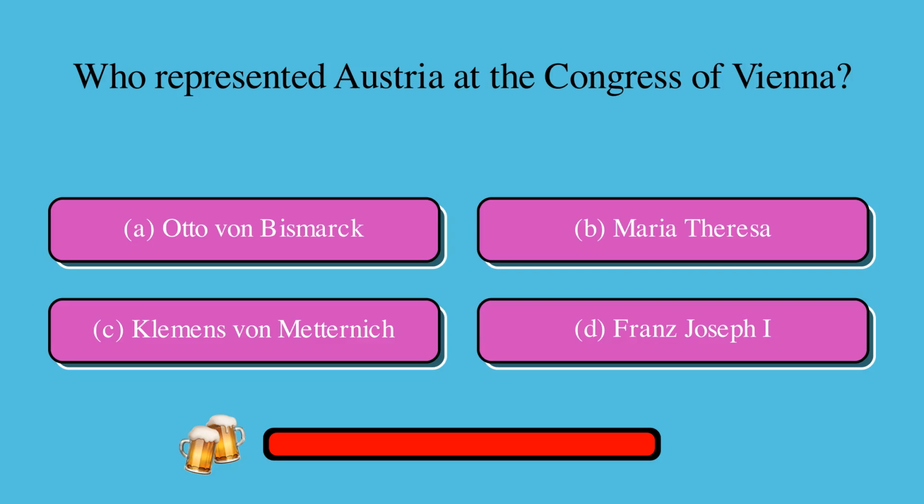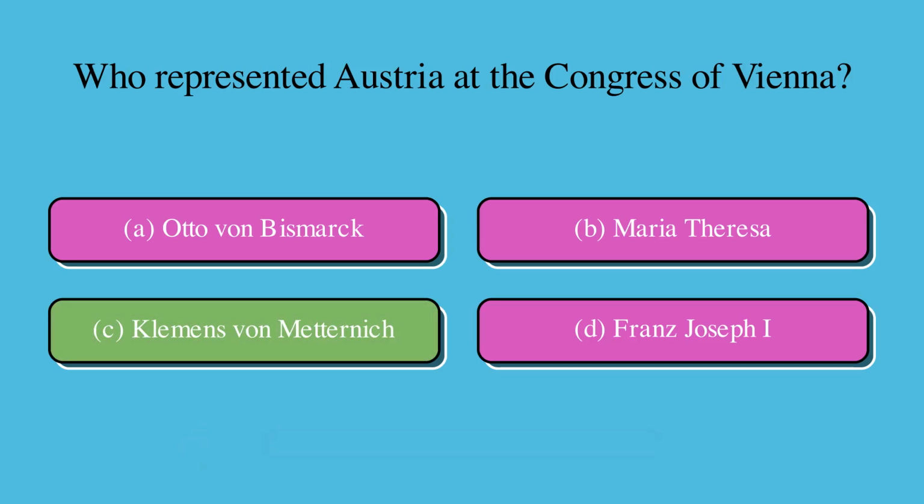Who represented Austria at the Congress of Vienna? Is it A. Otto von Bismarck, B. Maria Theresa, C. Clemens von Metternich, or D. Franz Joseph I? The correct answer is C. Clemens von Metternich.